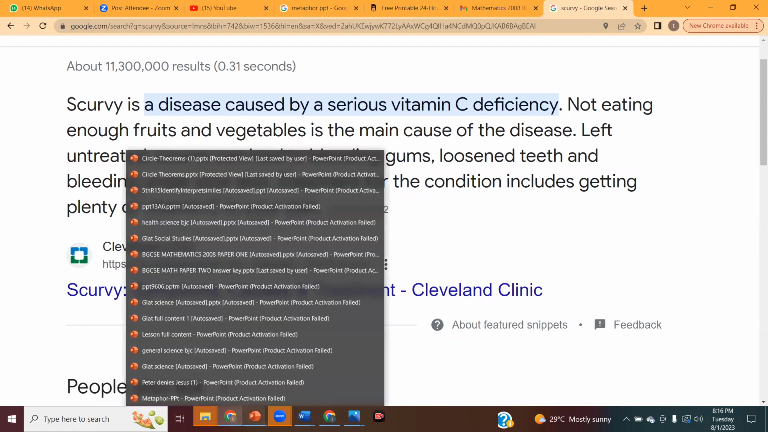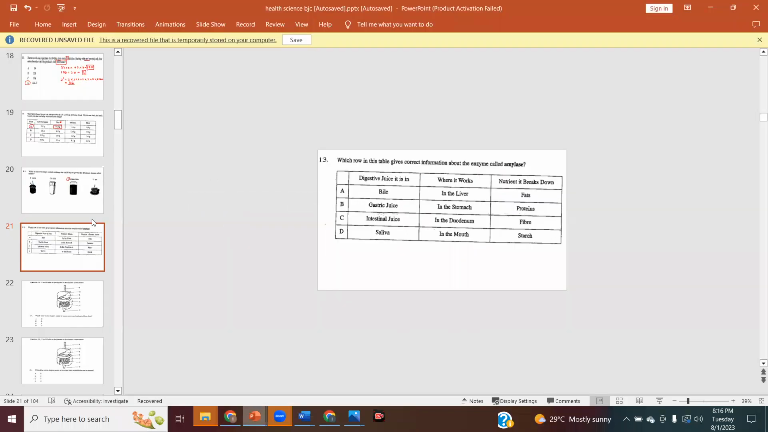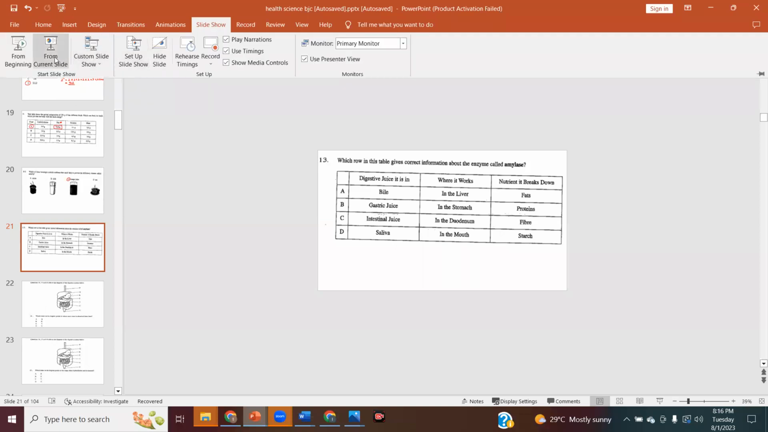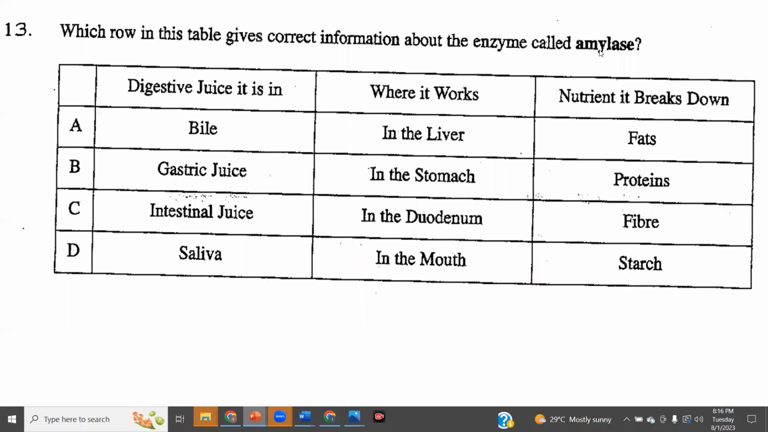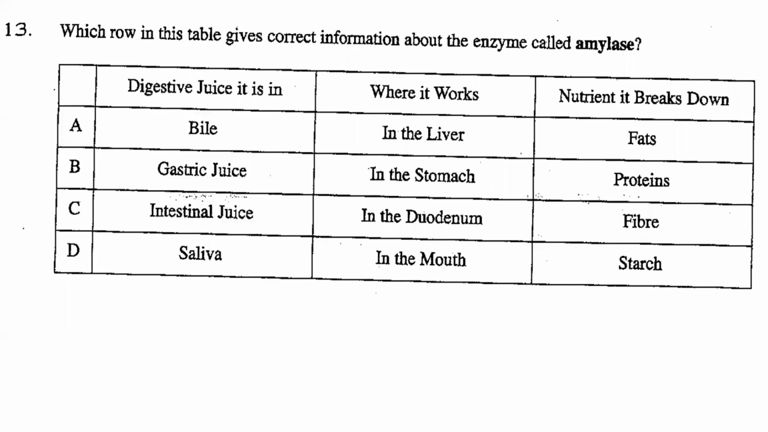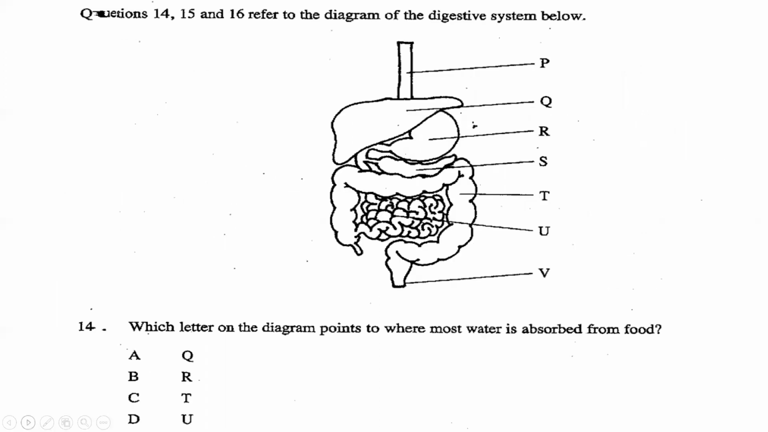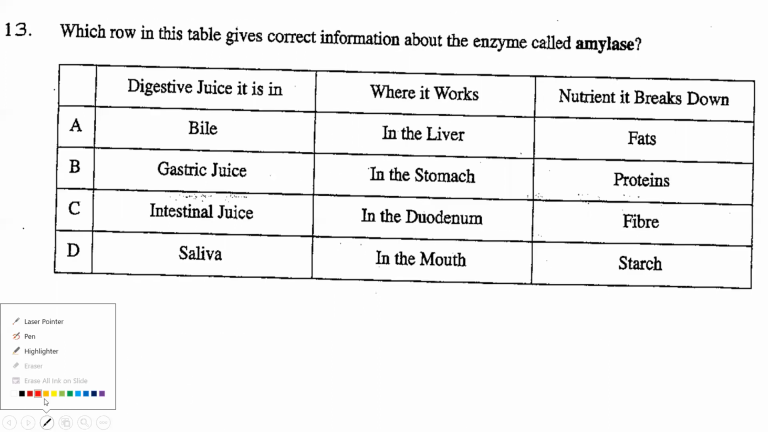So scurvy is bleeding gums, and if you don't get enough vitamin C, you can become deficient in vitamin C and end up getting scurvy. Now, this one is talking about amylase. Amylase is an enzyme, and it works in the mouth. It's actually in the saliva, to be honest, and it helps to digest starch. So what's the correct answer? A, B, C, or D? D. Very good, the correct answer is D.